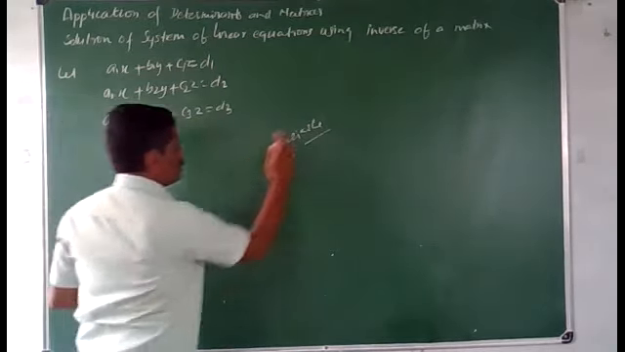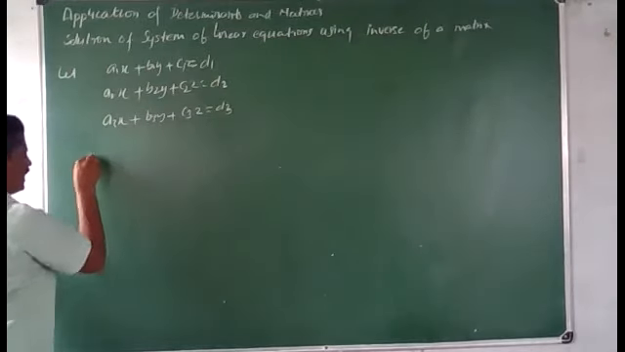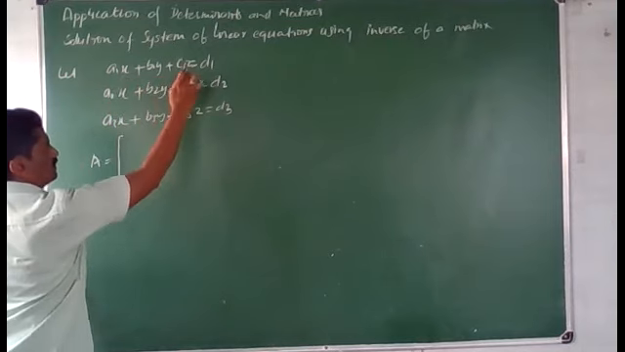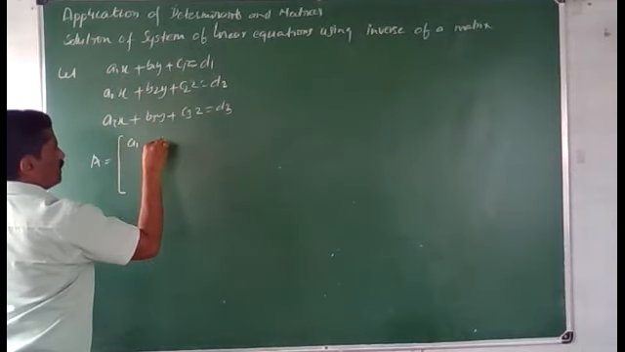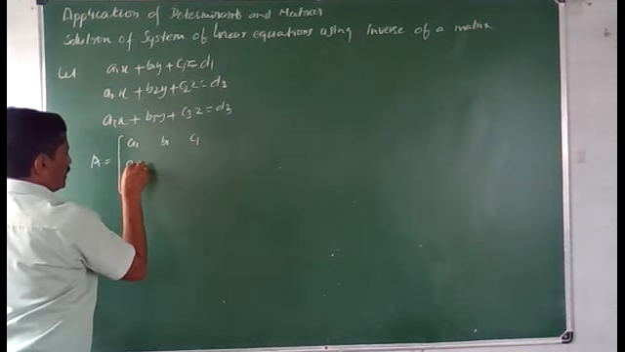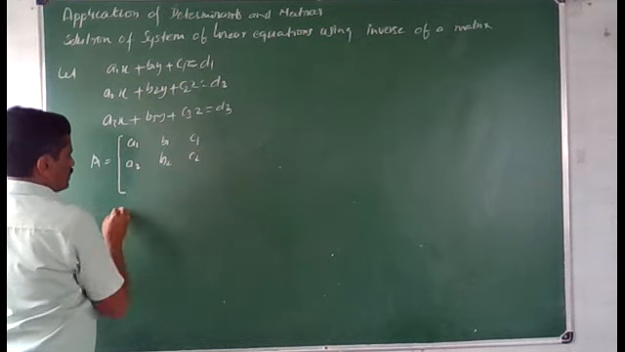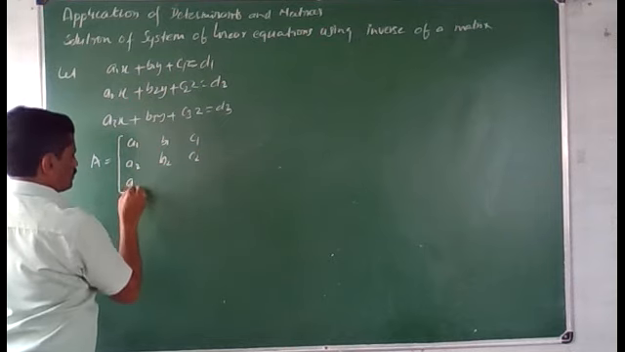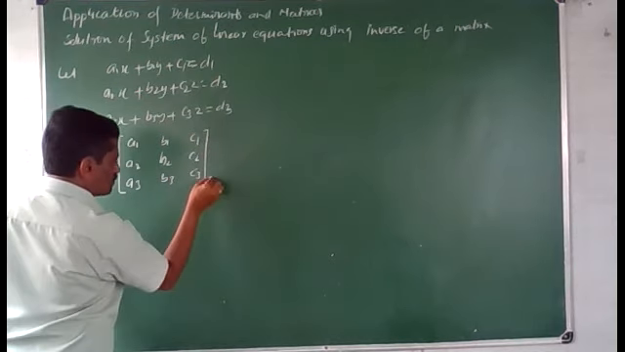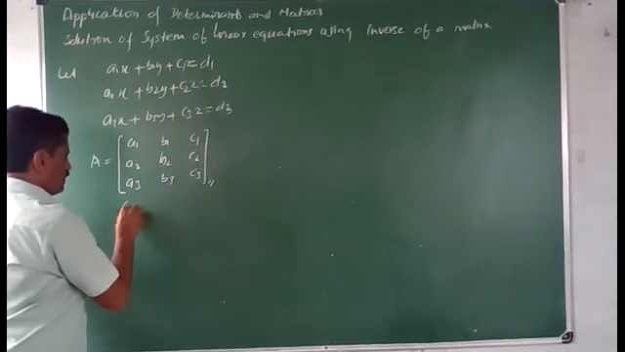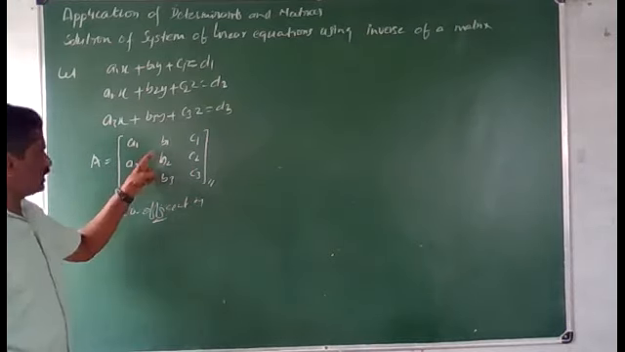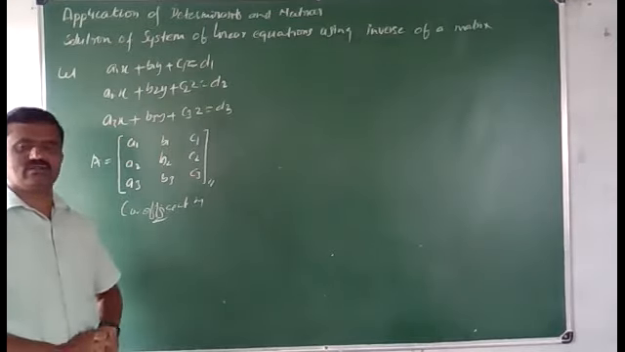So now this can be written as A is equal to, write the coefficients of x, y, z. So that is a1, b1, c1. Similarly, write the coefficients of the second equation, that is a2, b2, c2. Similarly, write the coefficients of the third equation, that is a3, b3, c3. Usually, this matrix is known as the coefficient matrix.